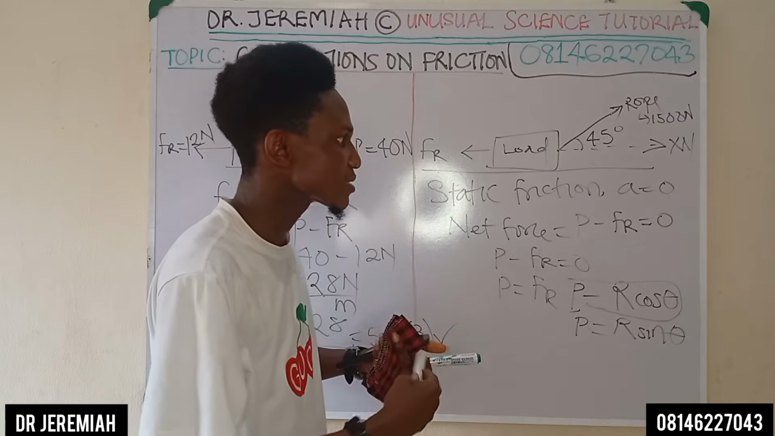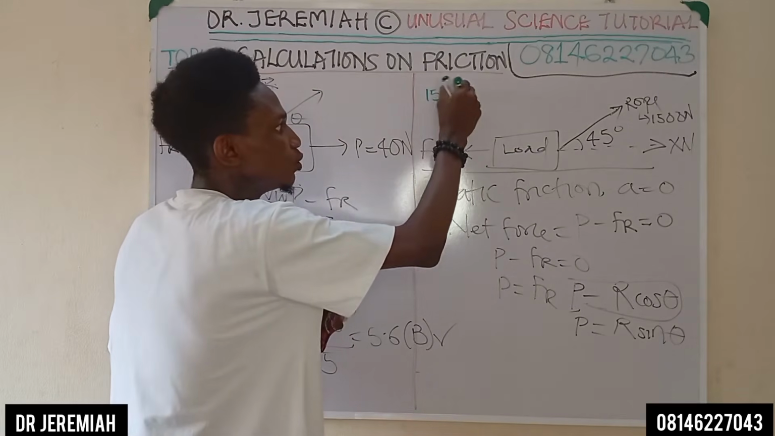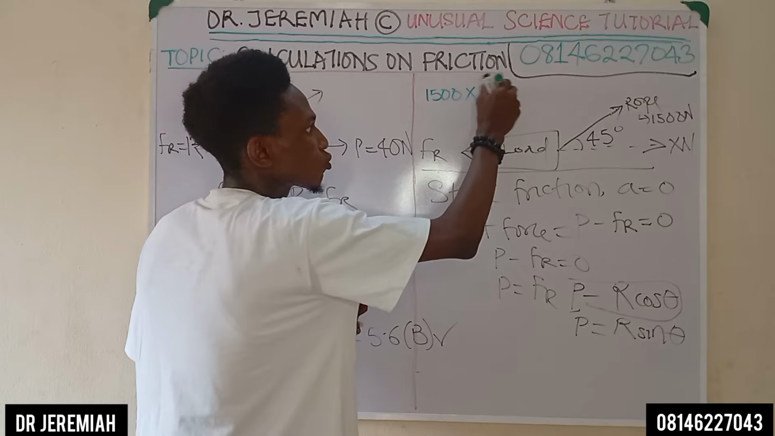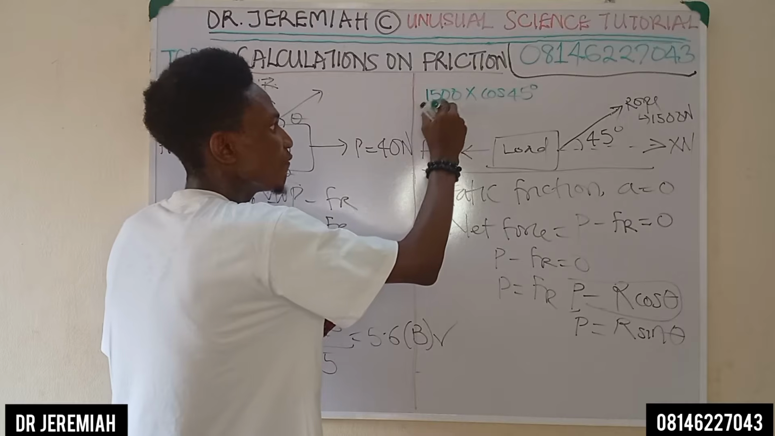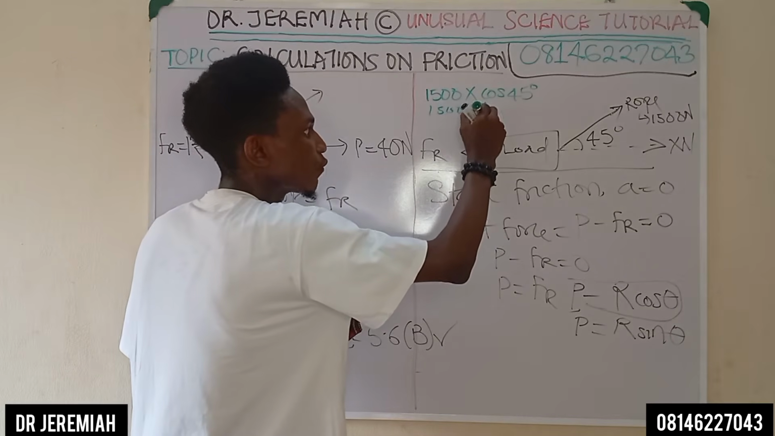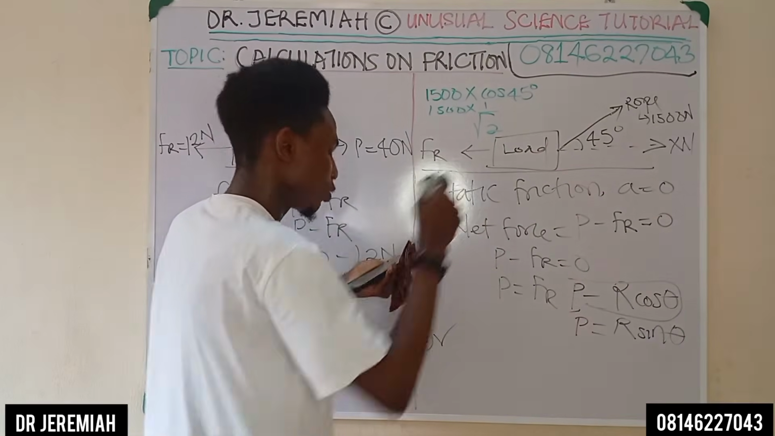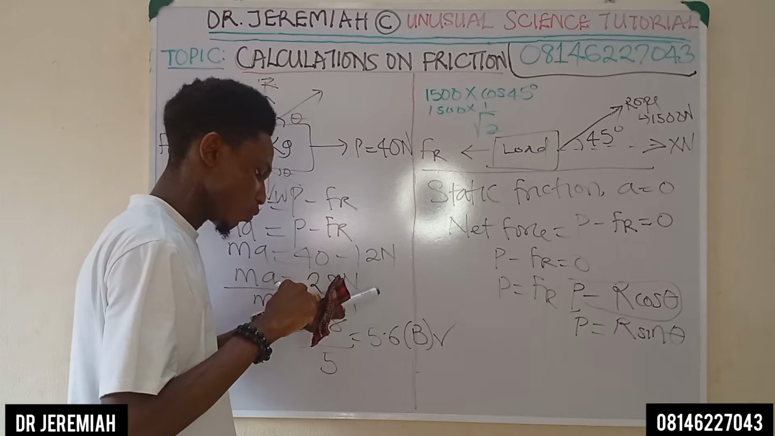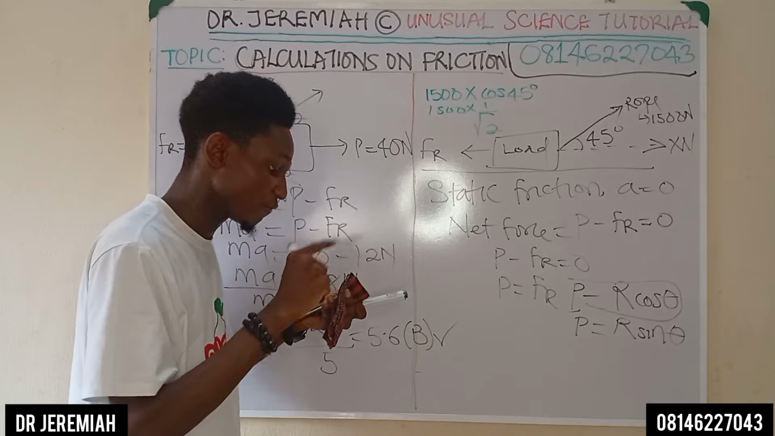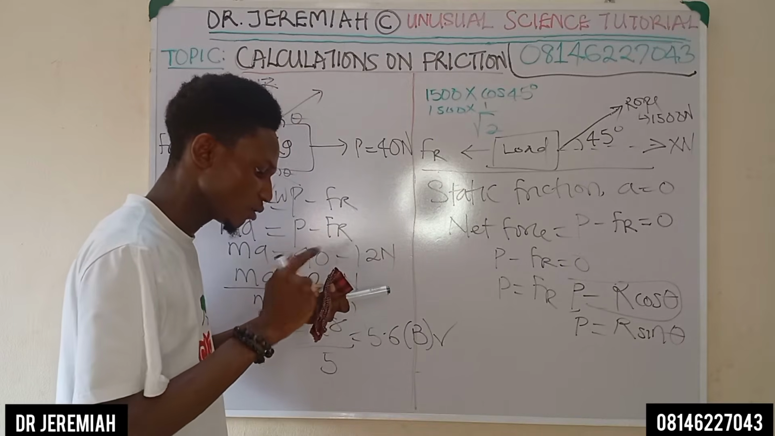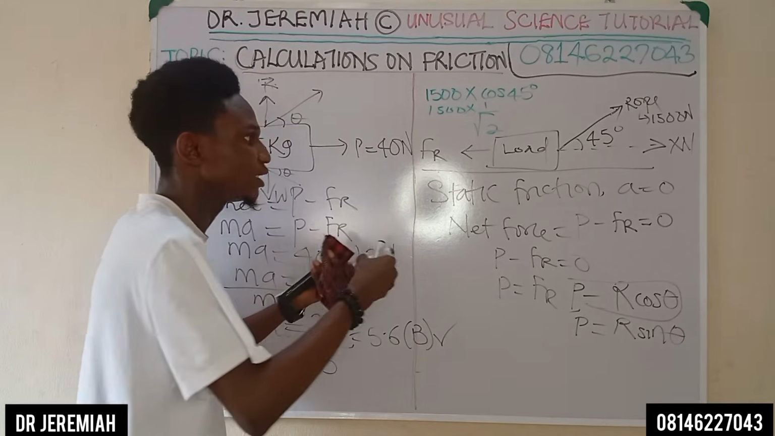Now if you do that, what's the value again? 1,500 Newton times cos 45 degree. So that gives you 1,500 times, what's the value of cos 45 degree in trig ratio? They have 1/√2. Now just press it on your calculator. 1/√2. So that gives you 1,500 times 1/√2. I think 1 over root 2 should be 0.7 something.